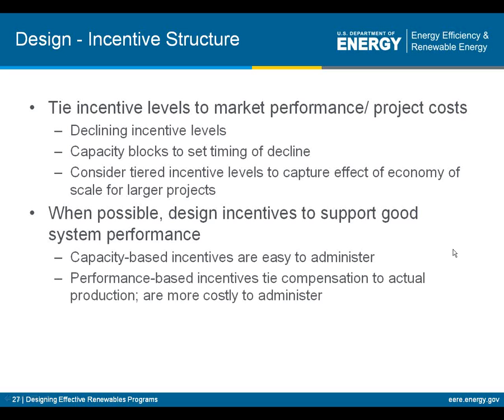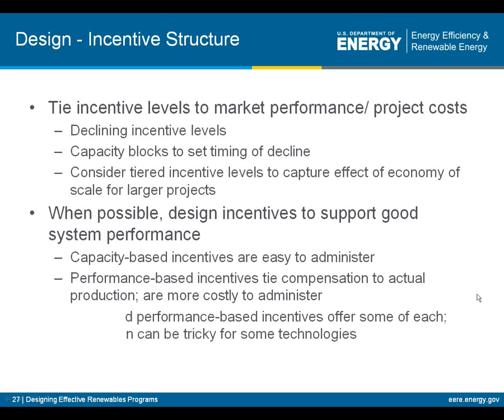A performance-based incentive is a great way to tie compensation to actual production and know that you're getting a lot of energy for your money. They're more costly to administer. They're much less predictable because the consumer doesn't actually get paid until the project is online and producing energy. So they also don't provide upfront money to help with the project costs.